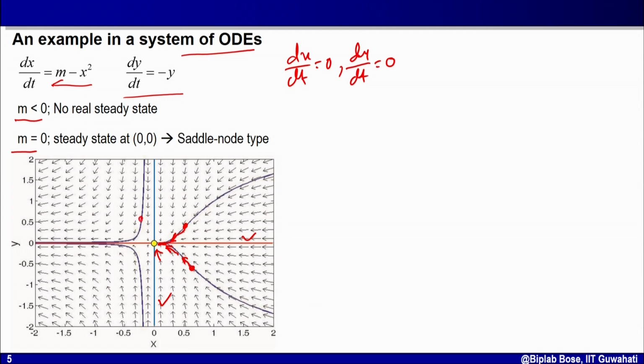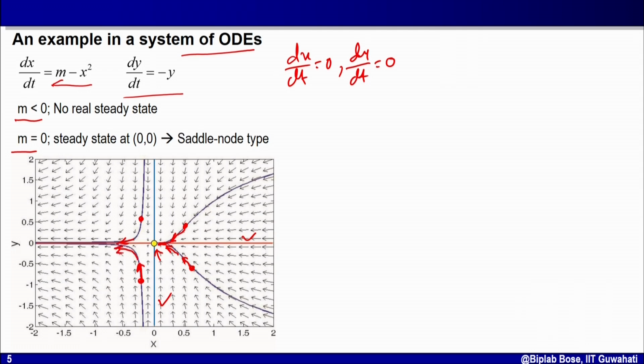If I start somewhere here, the phase portrait arrows are telling me that I will move along this path and I will diverge away from the steady state. The same thing is here. If I start from here, I will move along these and move away.